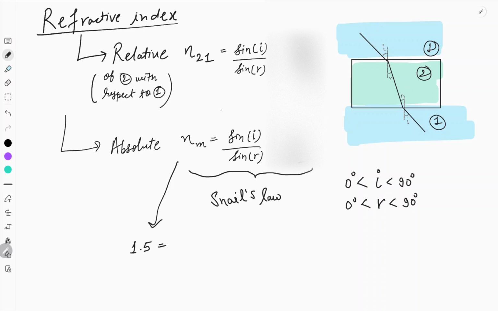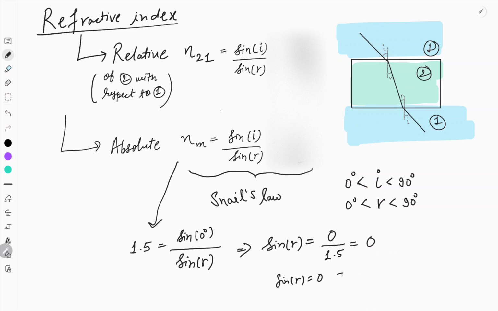Now the incident angle that we controlled by changing the light source, we put it to 0 degree, and we want to find R, the refractive angle. How much will it refract, right? So we can say that sine R will be equal to sine 0 divided by 1.5. You all know from your math textbook that sine 0 degrees is 0. So 0 by 1.5 would be 0. And for the value of 0, what would the angle R be? It would also be 0, right?